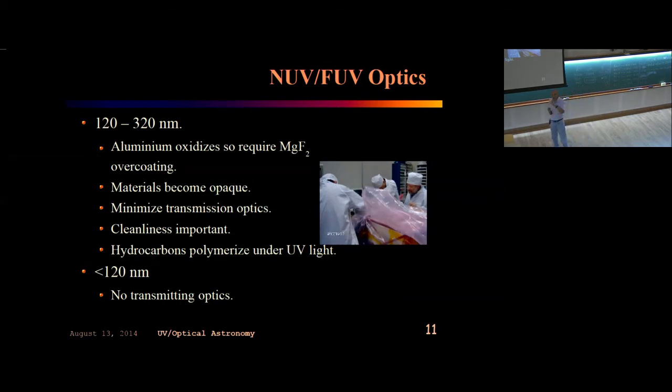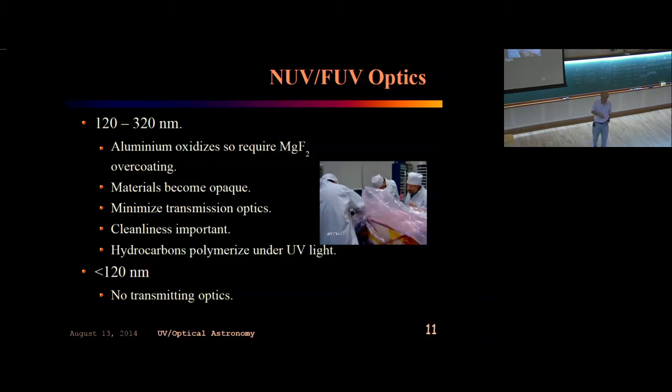So you have to put an overcoating on your mirror. Typically, in this wavelength range, people use magnesium fluoride. It's just a very thin layer, maybe a few atoms thick, of magnesium fluoride on top of your aluminum mirror. And magnesium fluoride is actually quite a sturdy substance. It's not very hygroscopic. It doesn't absorb water. It's fairly resistant to scratches and so on. So it's not too bad.